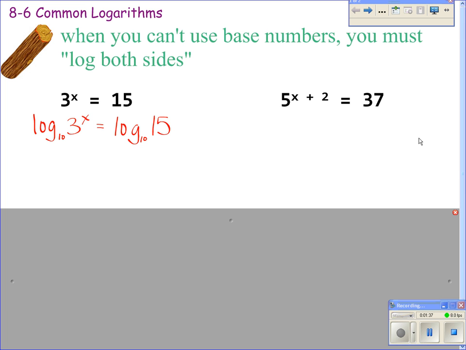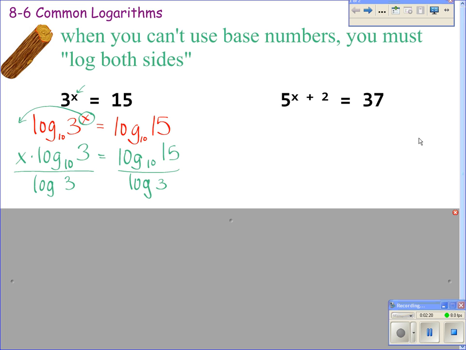Looking at this problem, we learned yesterday that this exponent can be moved, which is really nice because the x, which is what we're trying to solve for, is now no longer an exponent. It's down where it normally is when we solve for x. So we have x log 10 of 3 equals log 10 of 15. In order to get x alone, when there's no symbol here, remember we're really multiplying. In order to get x alone, we're really only going to have to divide by log 3.